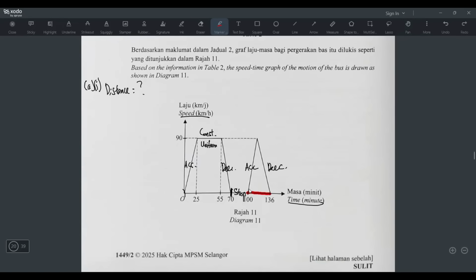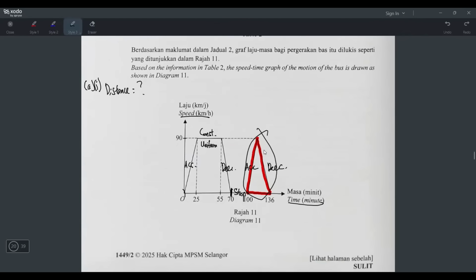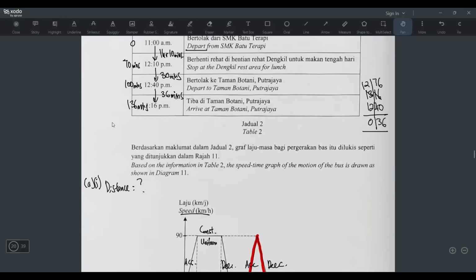So it's talking about this line right here, this graph right here. It's talking about this graph. So how do we find the distance traveled here? How do we find the distance traveled here? It means we are finding the distance from Taman Botani.